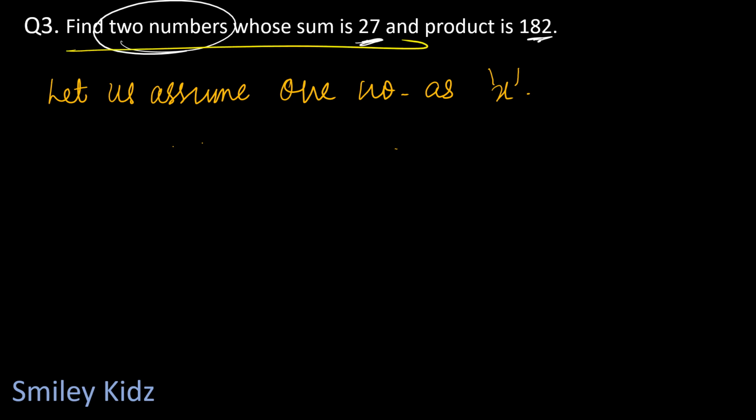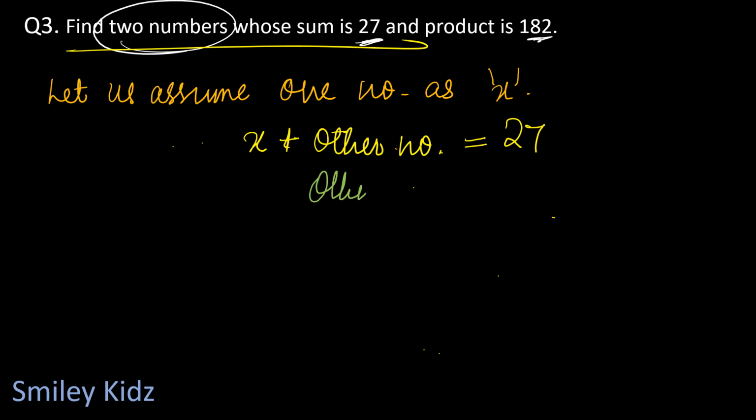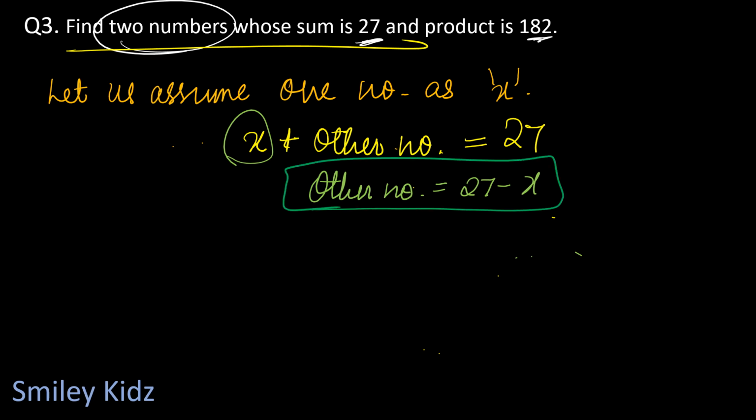And it is mentioned in the question that the sum of two numbers is 27. So here x plus some other number will give you 27 as the sum. That is the condition given in our question, isn't it? Then what will be the other number? The other number turns out to be 27 minus x. If I shift this plus x to the other side, it turns out to be minus x. So if one number is x, then the other number is 27 minus x.